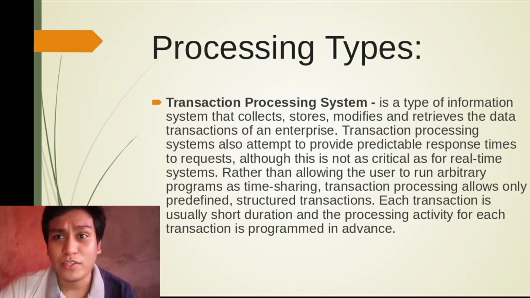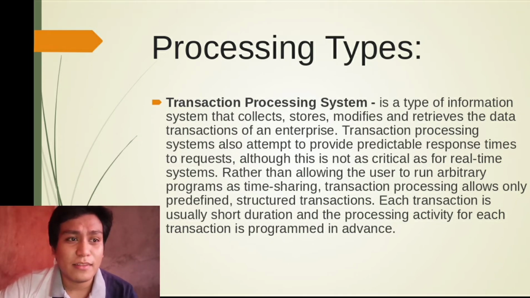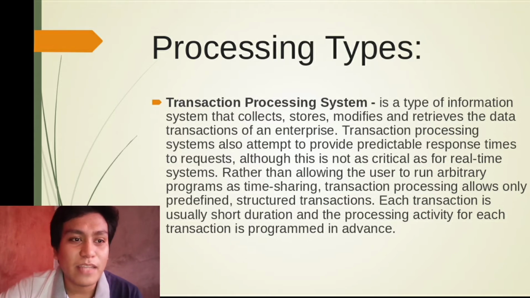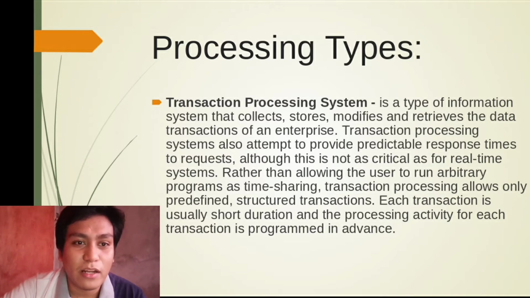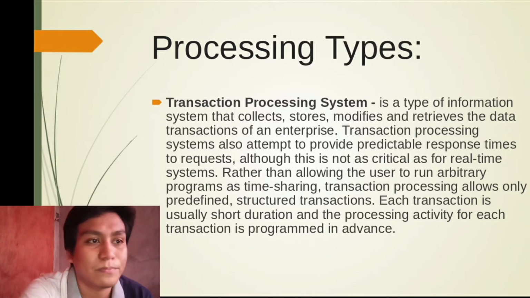Another one is the transaction processing system, which belongs to the processing types. It's a type of information system that collects, stores, modifies, and retrieves the data transactions of an enterprise. Transaction processing systems also attempt to provide predictable response times to requests, although this is not as critical as for real-time systems. Rather than allowing the user to run arbitrary programs as in time sharing, transaction processing allows only predefined, structured transactions. Each transaction is usually of short duration, and the processing activity for each transaction is programmed in advance.